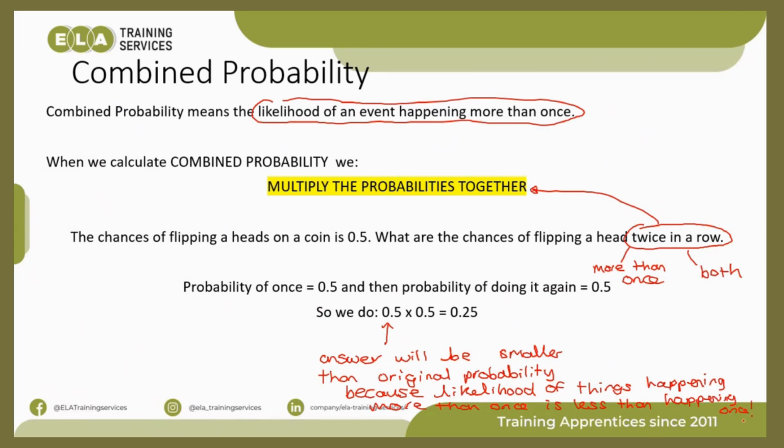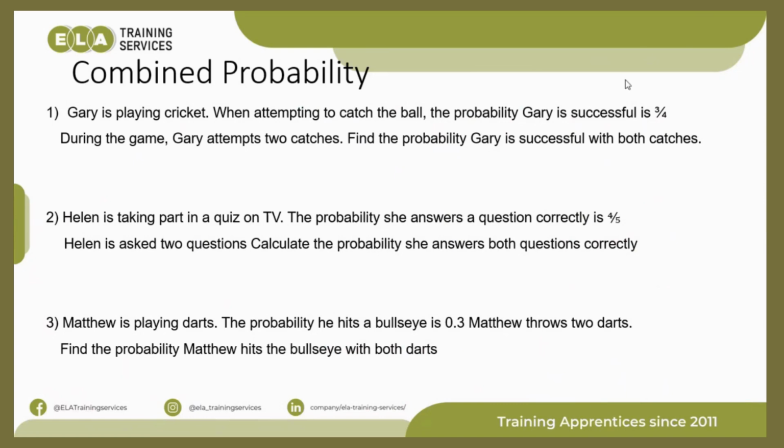So your likelihood will always be less. So let's have a couple of goes at a couple of these questions. Remember, we always multiply the probabilities. So Gary is playing cricket. When attempting to catch a ball, the probability Gary is successful is 3/4. During the game, Gary attempts 2 catches. Find the probability Gary is successful with both catches.